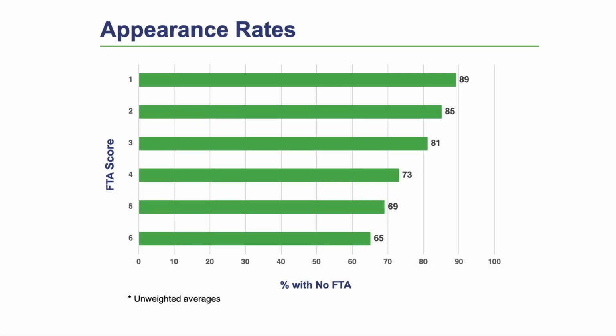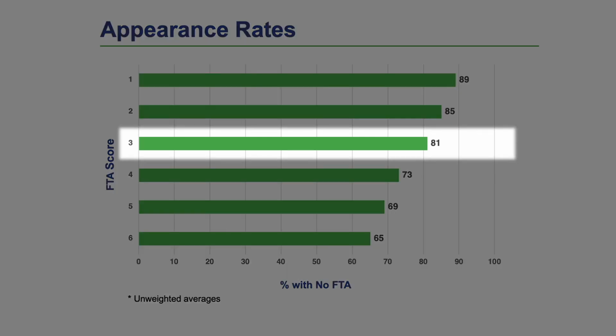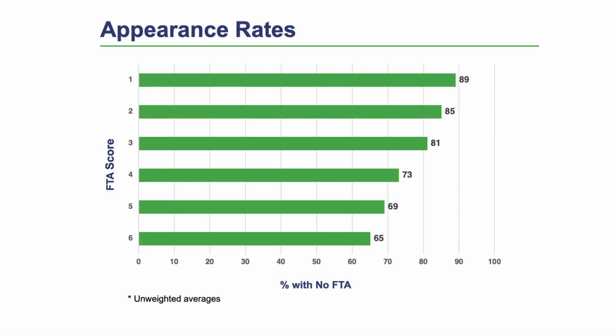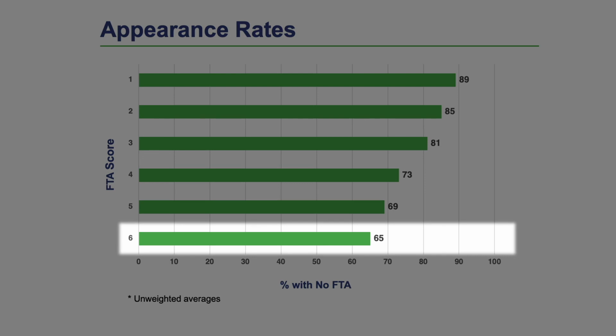Moving along the FTA score, you can see that among the cases that scored a 3, 81% appeared in court. For the cases that scored a 6, the highest PSA score, 65% still appeared for all of their pretrial court hearings. This tells us that people on pretrial release, even higher scoring people, succeed at relatively high rates.